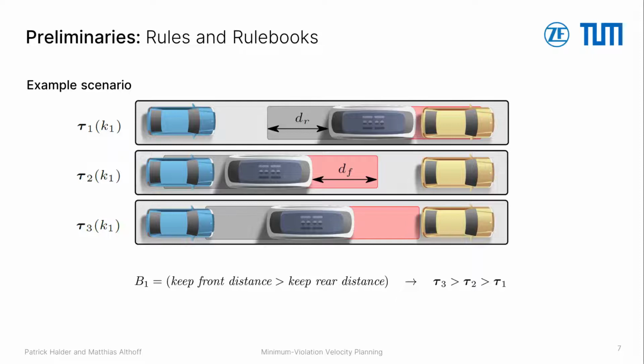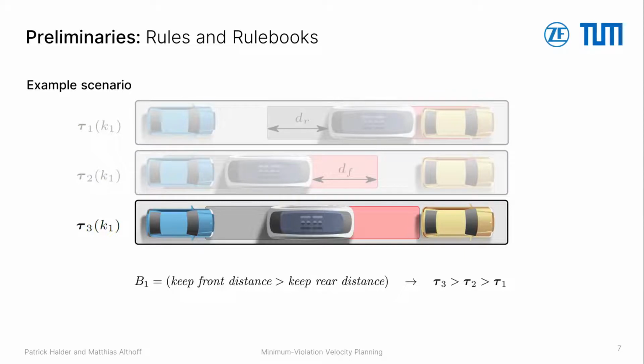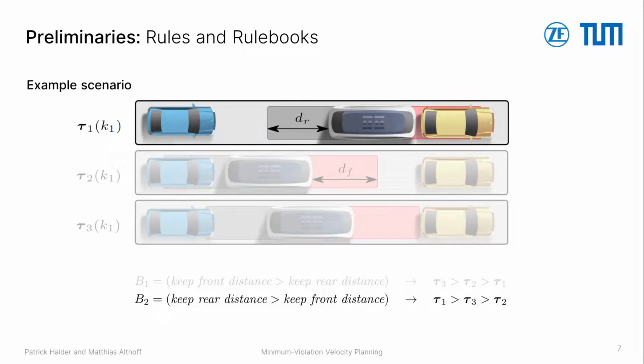This rulebook now induces the order which is presented here on the three trajectories, where tau 3 is the best one since it does not violate the more important rule of a safe front distance, likewise tau 2. But additionally, tau 3 violates the less important rule of keeping a safe distance to the rear less than tau 2. If we now flip our rulebook, then the new best trajectory is tau 1, since it is the only one which satisfies the rear safe distance rule, while the other trajectories do not.